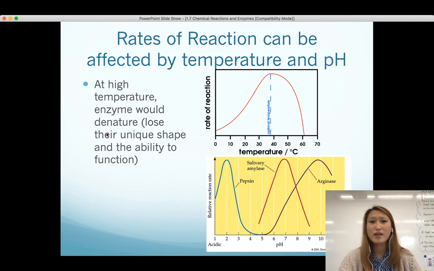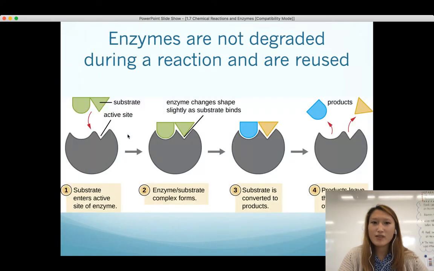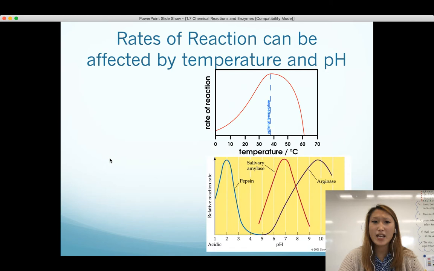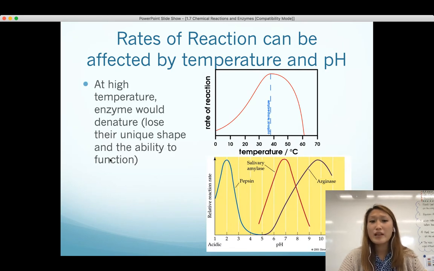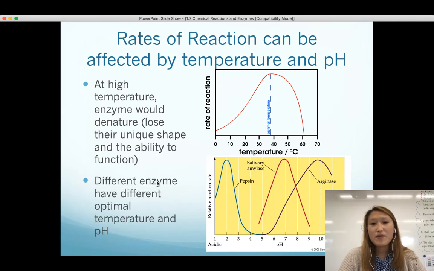What does that mean? Enzymes have a certain shape, right? We talked about that. Denature means the enzyme will lose its shape. When an enzyme loses its shape, it's not going to function anymore, right? So if you look over here, the substrate can bind to this active site because the enzyme has a certain shape. But if the enzyme loses that shape, the enzyme's not going to work anymore. You can't have the substrate binding to it and forming the products anymore, right? So when an enzyme denatures, it loses its unique shape and the ability to function. Different enzymes have different optimal temperature and pH, right?